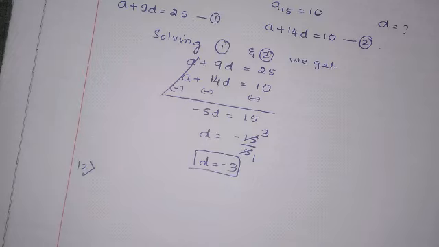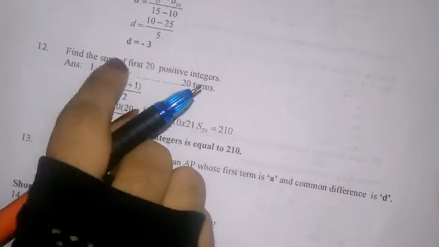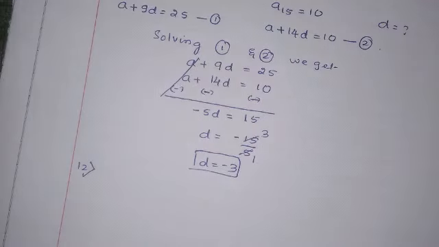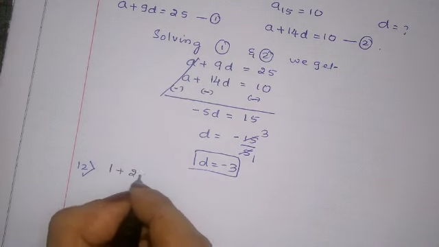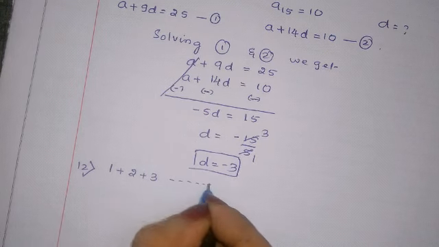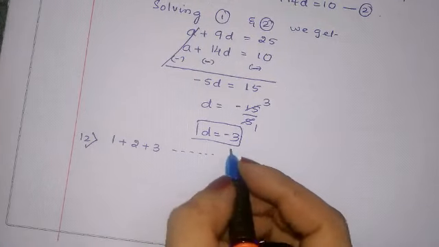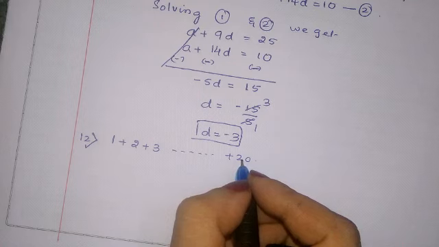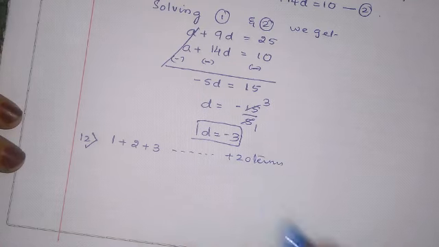What they have asked: find the sum of first 20 positive integers. So let us see. 1, 2, 3, till 20. First 20 they have told. So till 20 terms, not 20.